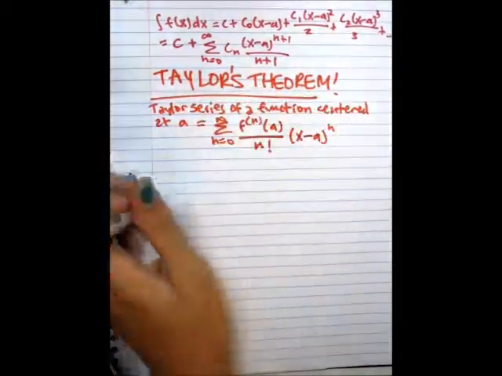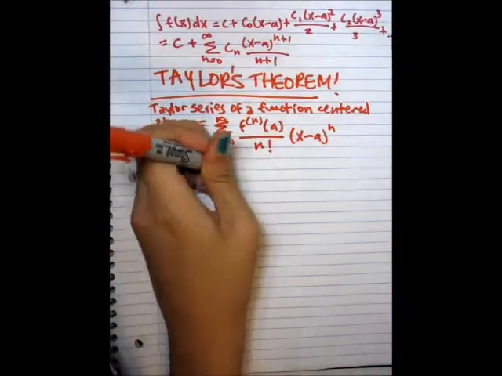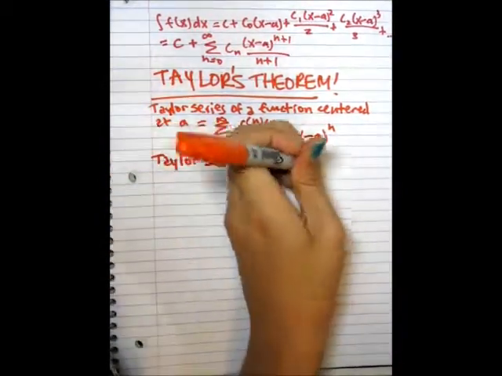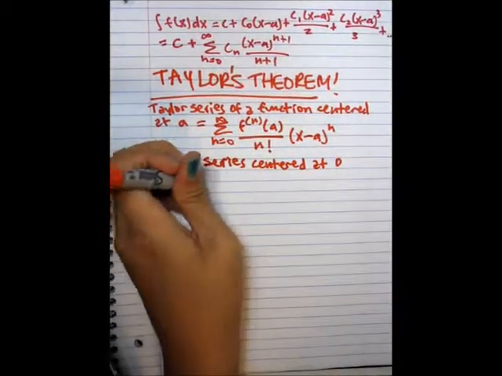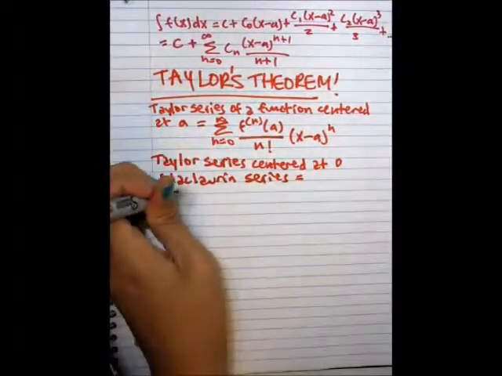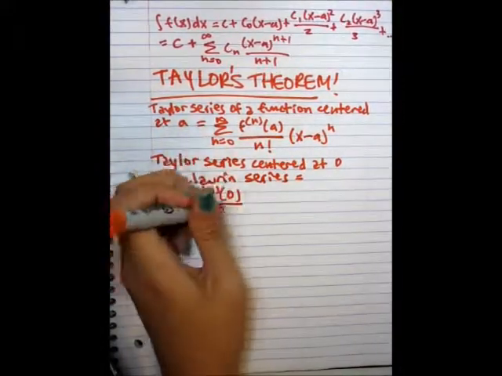Also, a Taylor series centered at 0 has a special name, a Maclaurin series, which is the sum as n goes from 0 to infinity of the nth derivative at 0 over n factorial times x to the power n.